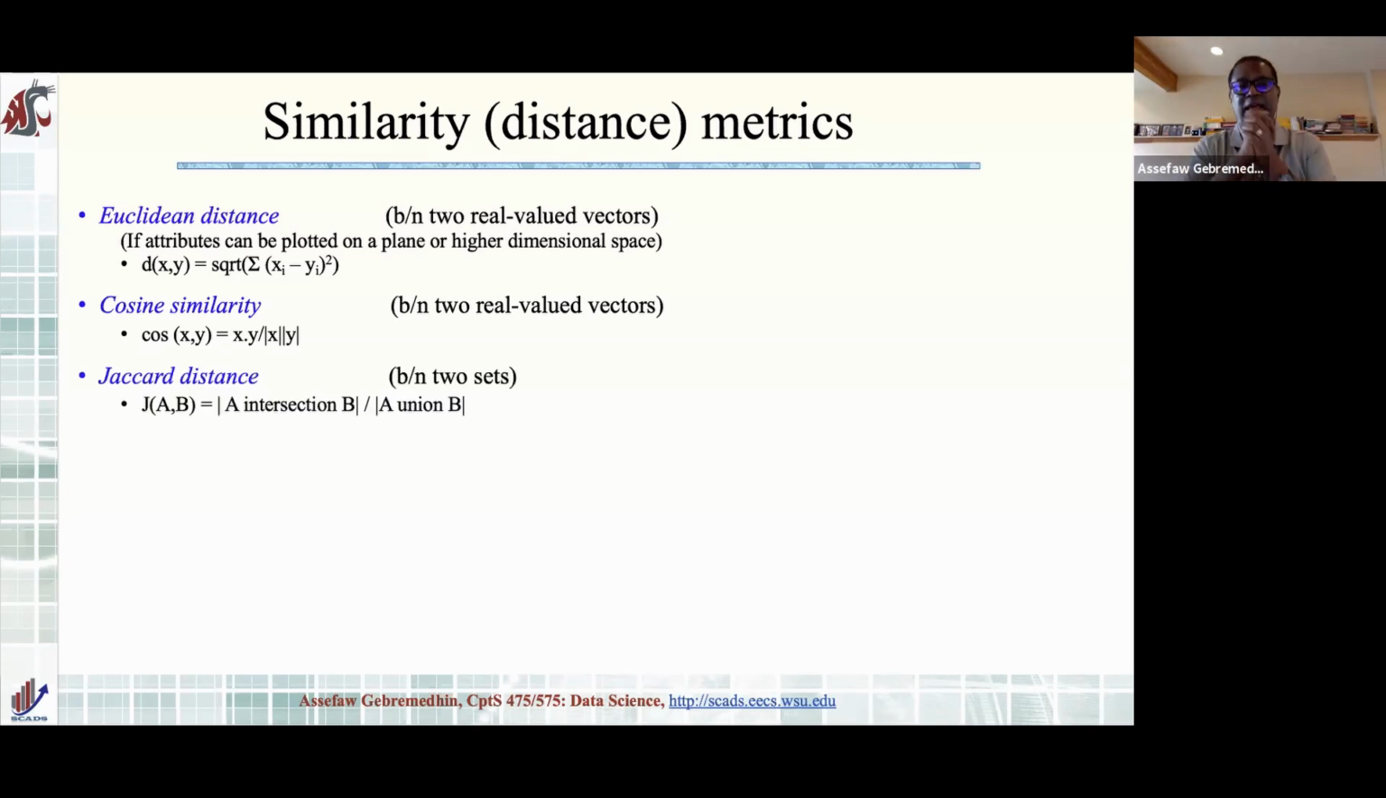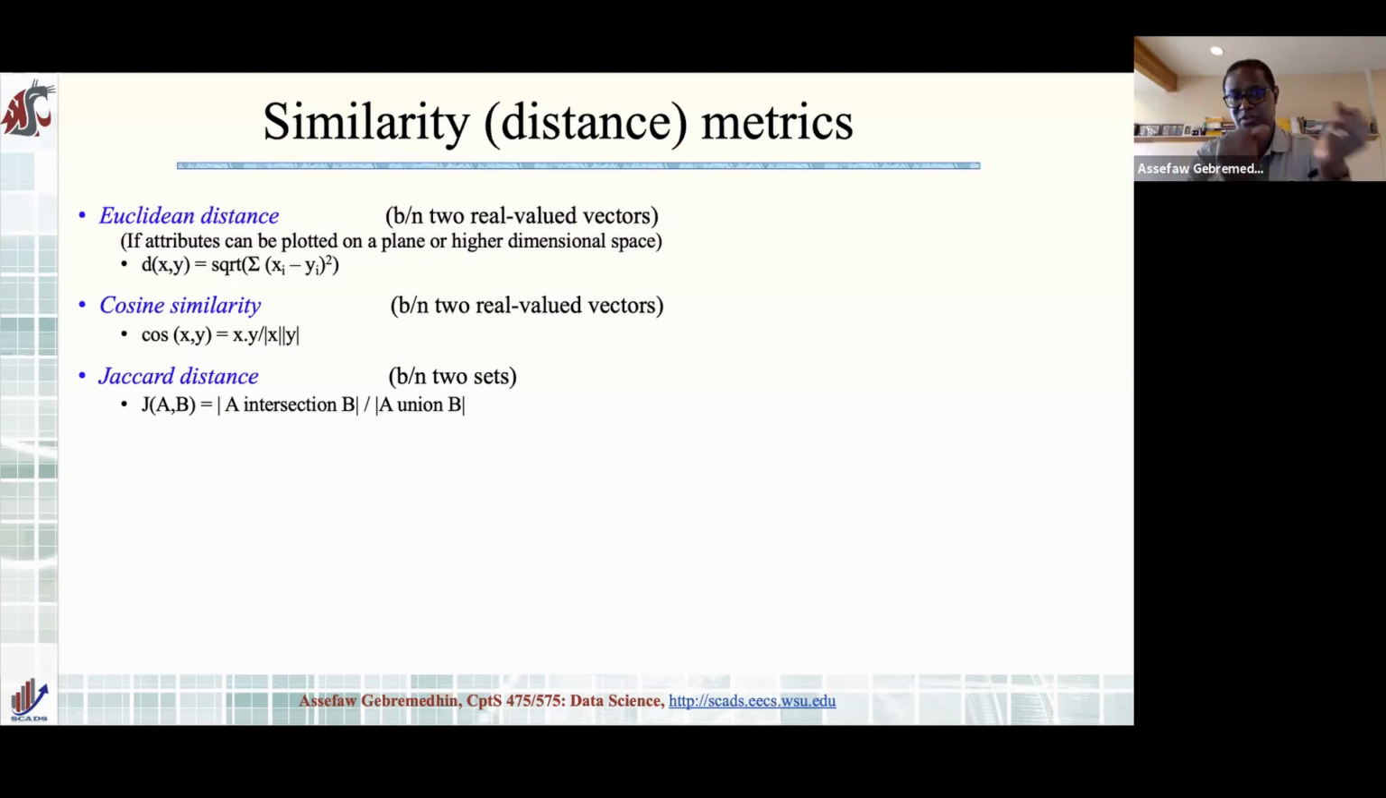The other metric is for when it's not always that you have objects characterized by real valued features. There are times when they are actually sets. And when you have a set, you don't apply Euclidean distance or cosine similarity, you do something else. One of the common ones is called Jaccard distance, and this applies when you have two sets.